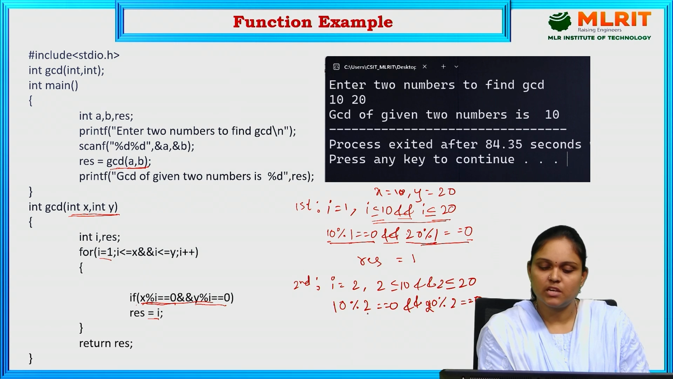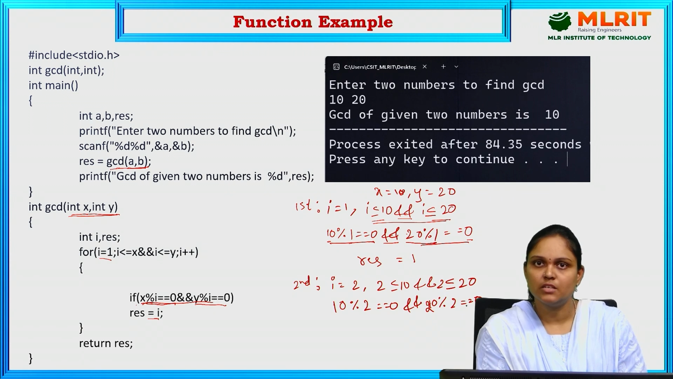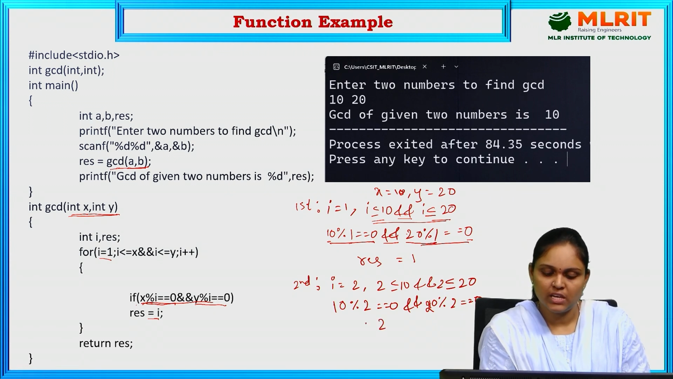If we divide this 10 by 2, we get the remainder as 0, and if we divide this 20 by 2, we get the remainder as 0. So both the conditions are satisfied. So now this 2 we are assigning to the result variable.